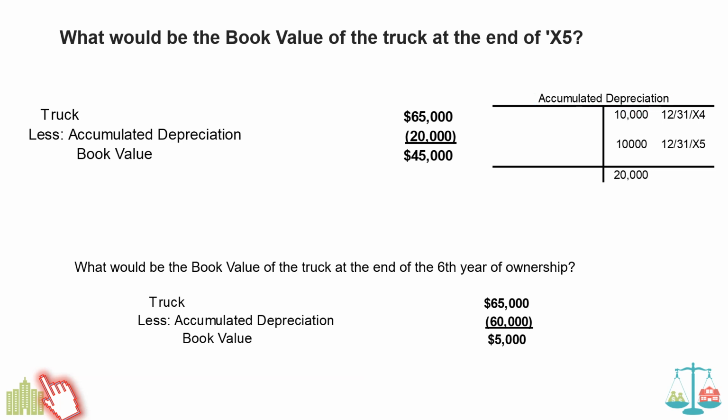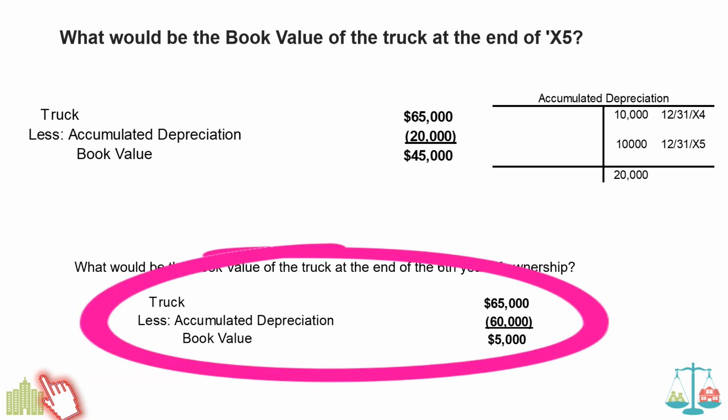So the book value of this truck at the end of the second year, coming back to the original question, would be a capitalized cost of $65,000 less accumulated depreciation at the end of 2 years, $10,000 a year, for a book value of $45,000. What would be the book value of the truck at the end of the sixth year of ownership? Well, at the end of 6 years, you've got accumulating depreciation every year for 6 years at $10,000.